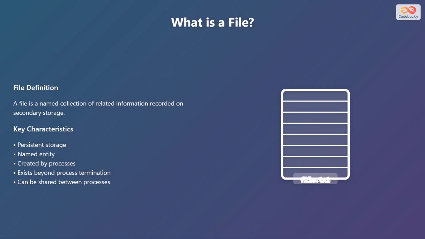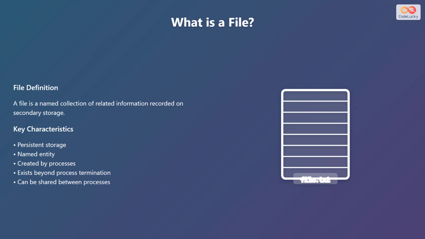What exactly is a file? At its core, a file is a named collection of related information that is recorded on secondary storage, like a hard drive or a solid-state drive. Let's break down some of the key characteristics of a file.